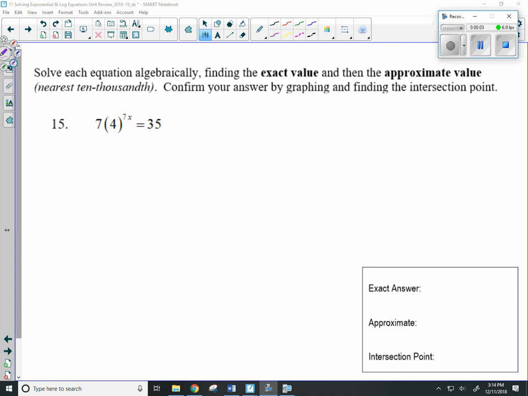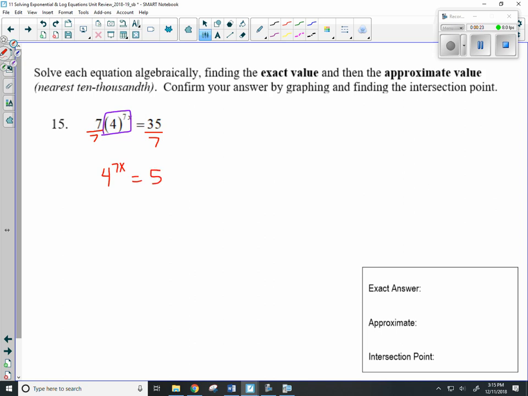Right, to solve exponential equations, the most important thing when you first start these is that you have to make sure that whatever is attached to the exponent is completely by itself before you use any sort of logarithm. So you have to get rid of that 7 before you get started. So 4 to the 7x is going to equal 5.